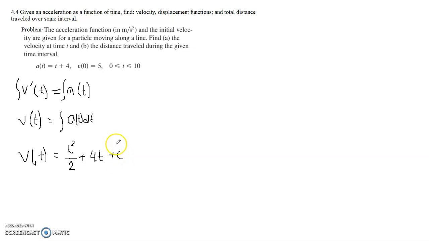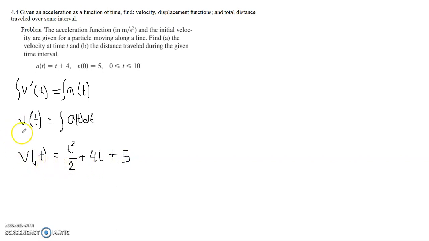So this constant is already given to us, isn't it? The velocity at time 0 is 5, which means the particle was already moving at 5 meters per second when it was starting at time 0. And so that means the c can be replaced with 5. So there is the first part.